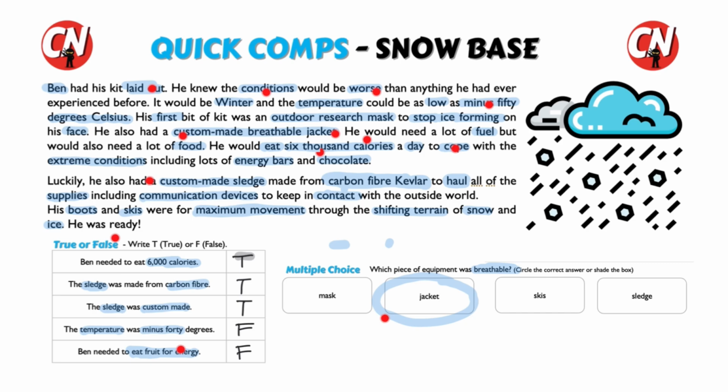You're highlighting what the answers can be, because the answers can't be words like "as", "than", "anything he ever had", "would he need a lot of", or "including lots of". No, they're never going to be the answers. The answers are going to be carbon fiber, Kevlar. They're going to be haul, shifting terrain, winter, temperature, outdoor research mask to stop ice forming on his face. Those are going to be the answers, okay? So the nouns, the numbers, and the unknown vocabulary are the key information, but they're going to be the answers as well. They're going to be the answers, or they're going to help you find the answers.